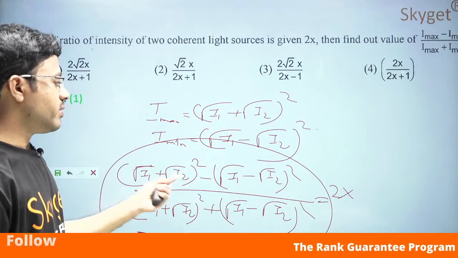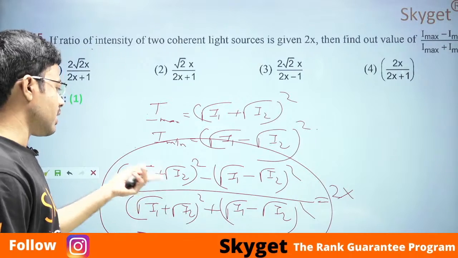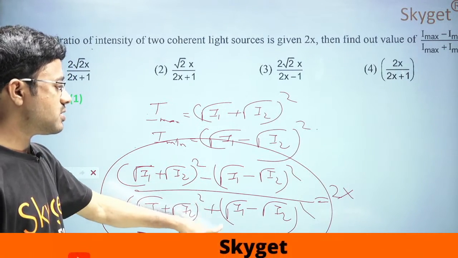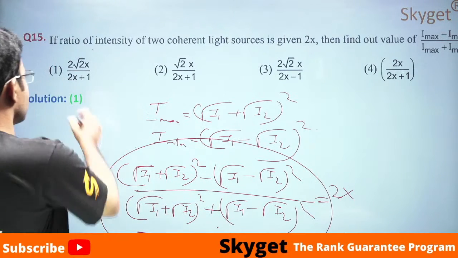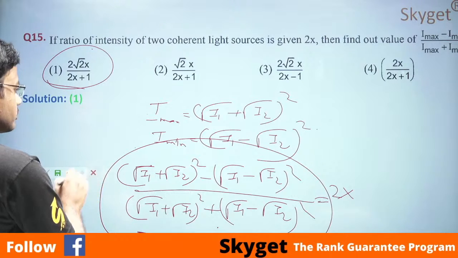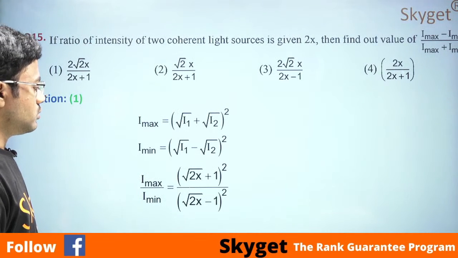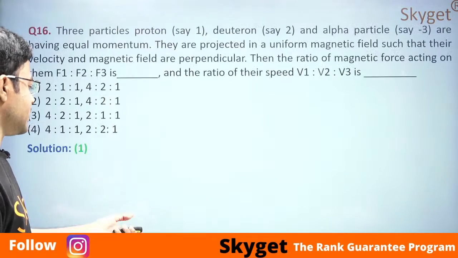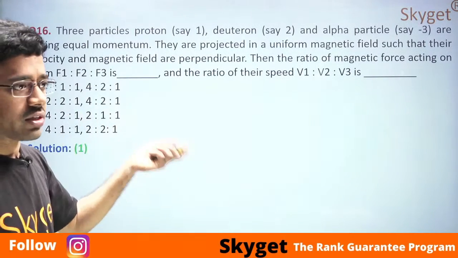So by simply solving these equations, and you can take I1 as common or else I2 as common, and by solving this equation you will get the ratio to be 2 root of x by 2x plus 1. So that is what we have done here, by simple solution by cross multiplication.